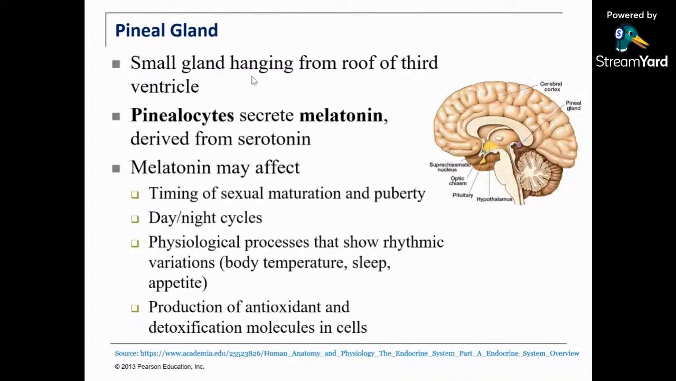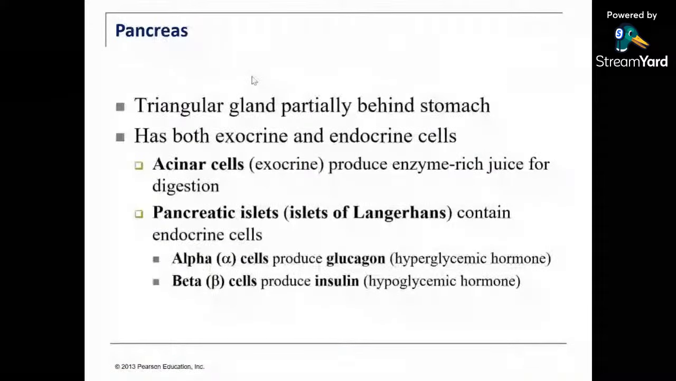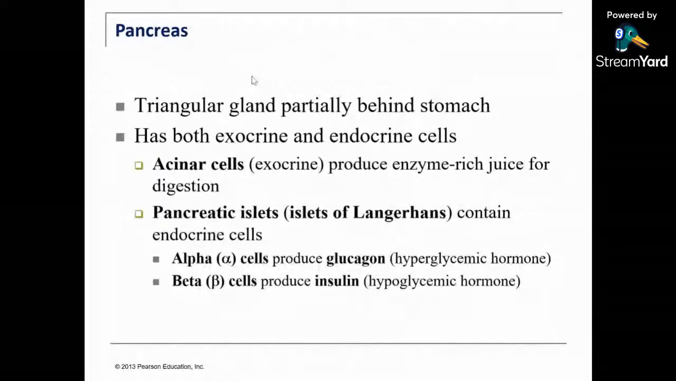Pancreas, which is a triangular gland partially behind stomach, has both exocrine and endocrine functions. Acinar cells produce enzyme juice for digestion. Pancreatic islets contain endocrine cells. Alpha cells, we know, produce glucagon, and beta cells produce insulin.